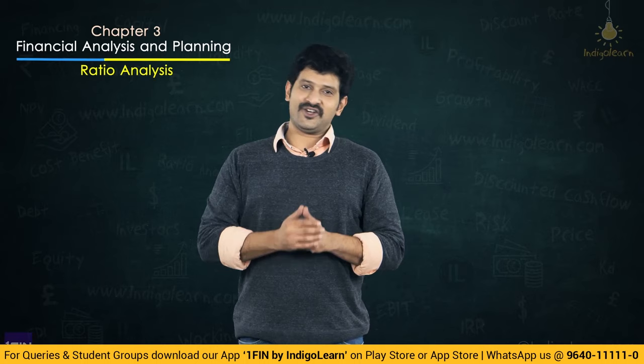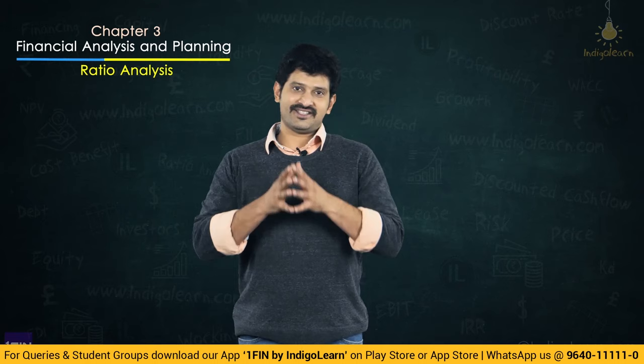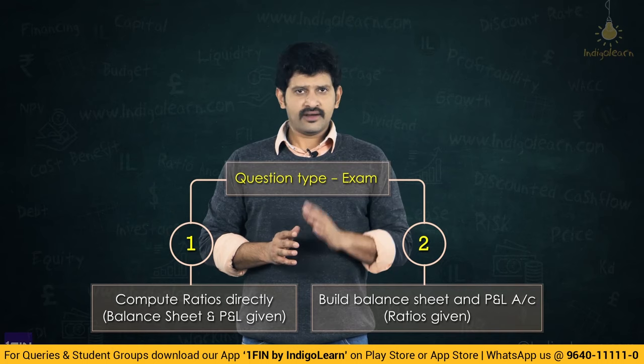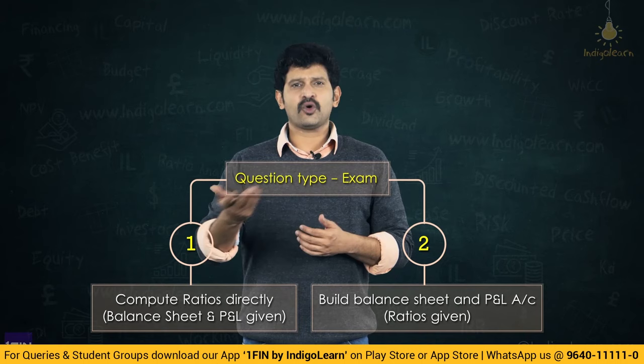So let us now jump into the topic and understand what are the important things in ratio analysis. Friends, from the examination point of view, we will come across only two types of problems. What are those two? Number one, you will be given a balance sheet and a profit and loss account, and you will be asked to compute a few ratios. Say for example, what is the stock turnover ratio, or the capital gearing ratio, or the net profit ratio, or the current ratio, like this.